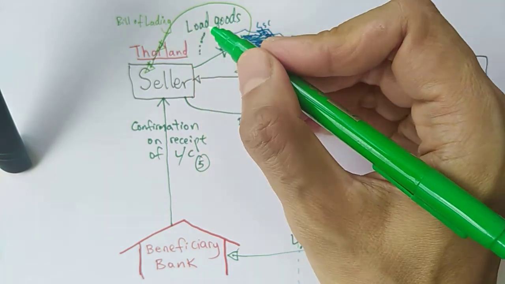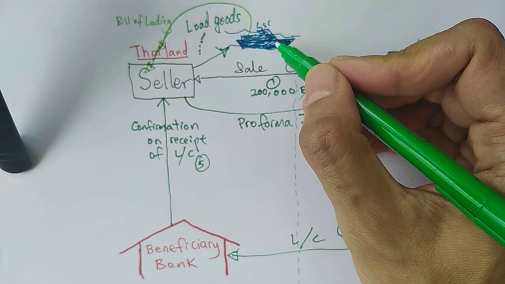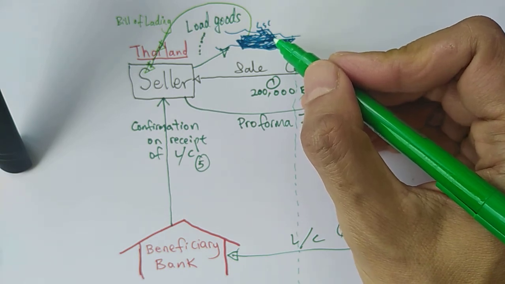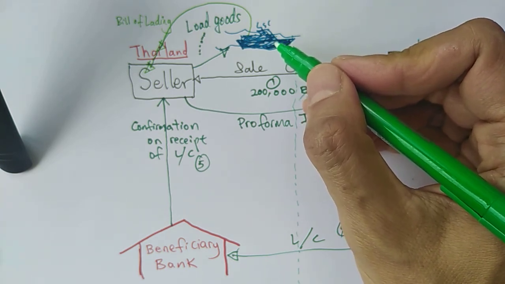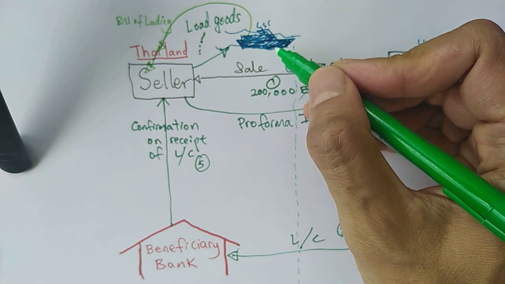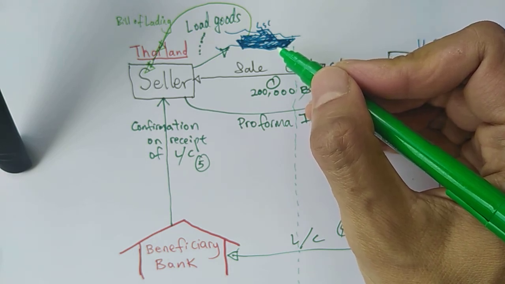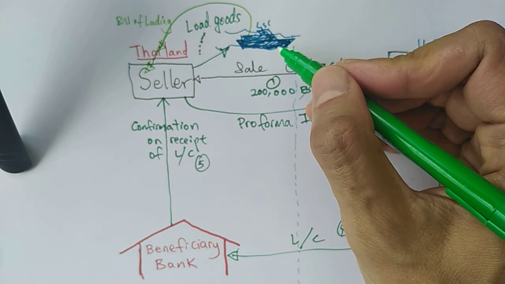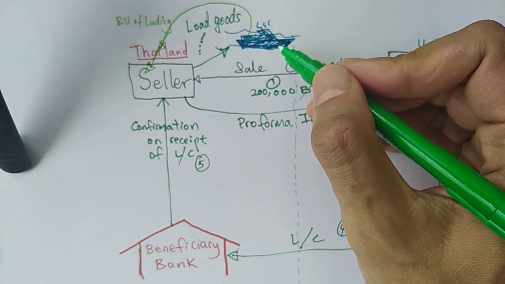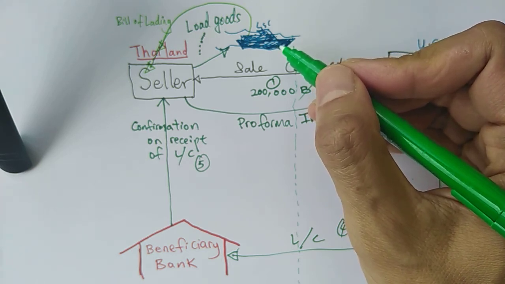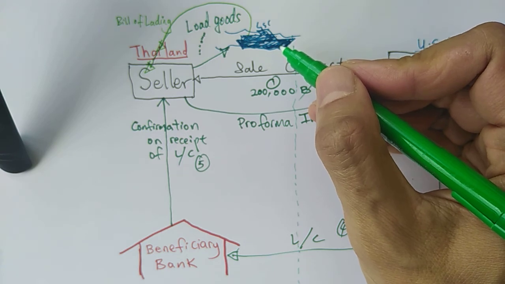The bill of lading is a document issued by the shipping company to say that the things are already put on the ship. Right? Or on the plane. Confirmation from the shipping company or whatever is the transportation company, or you say the logistic company.